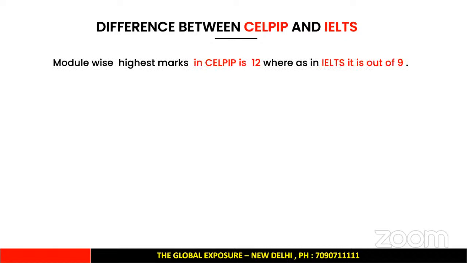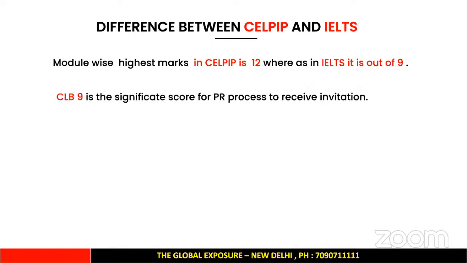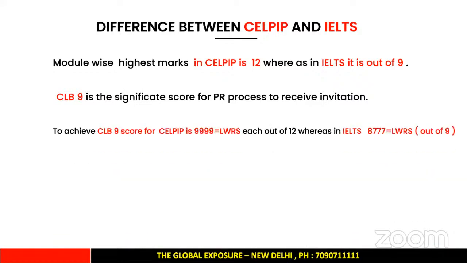Module wise, the highest mark in CELPIP is 12 and IELTS is out of 9. So this is the first difference: CELPIP carries 12 CLB in total. What is CLB? CLB is just a measuring unit, and IELTS is out of 9 bands in total. Next, CLB 9 is the significant score for the PR process to receive an invitation. Once you score CLB 9, you are good to go ahead with the PR process and you will be receiving your invitation.